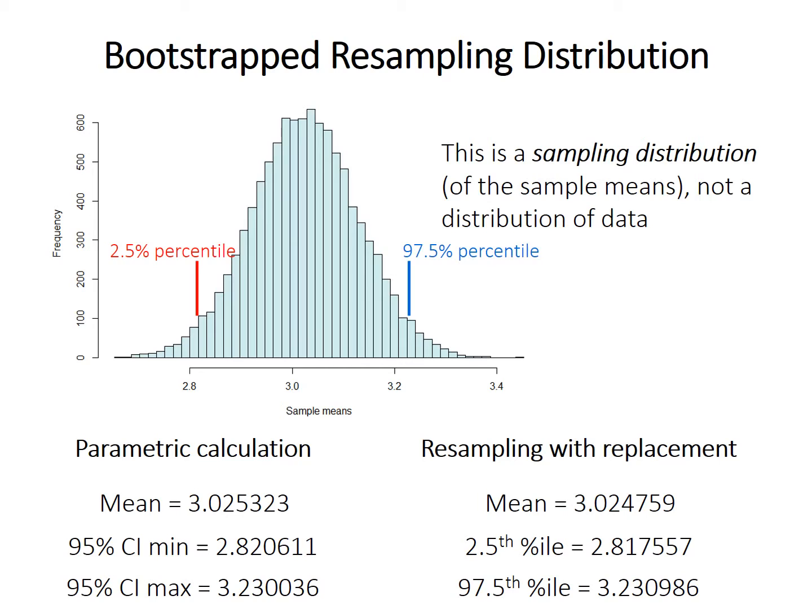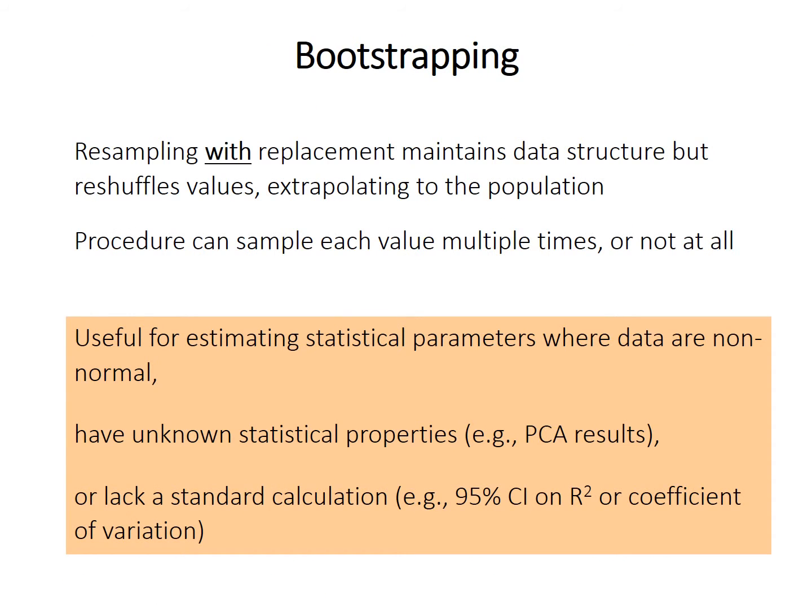This demonstrates how the method works with something that we know, like the confidence interval on a mean, and you can use this same approach to calculate confidence intervals on things like the R-squared value that lack one of these standard formulas. So bootstrapping is resampling with replacement, so it maintains the data structure. We have the same number of observations, but it reshuffles the values to extrapolate to the population. As I mentioned before, each value can be sampled multiple times or not at all.